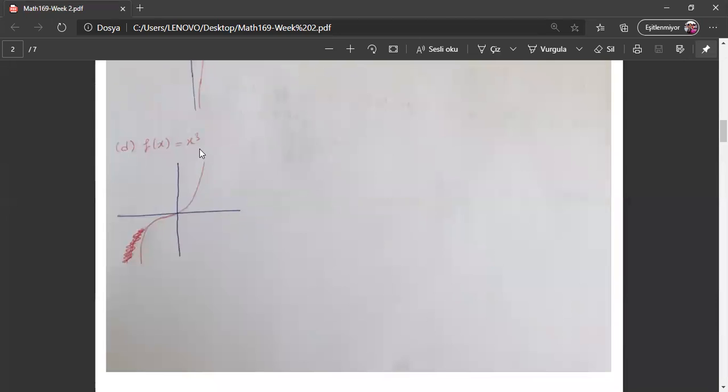So x to the 3 is this. I couldn't sketch it clearly, but it's like this. Ignore these ones. It's symmetric with respect to this line. So when you put 1, you get 1. When you put -1, you get -1, right? As the definition of the function is this.